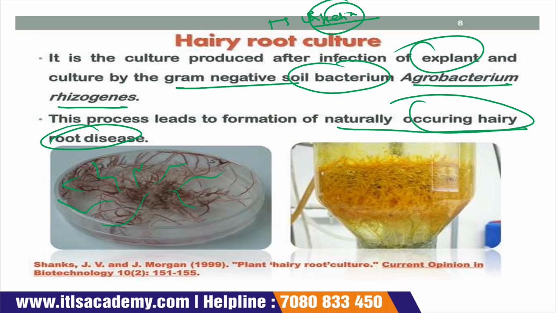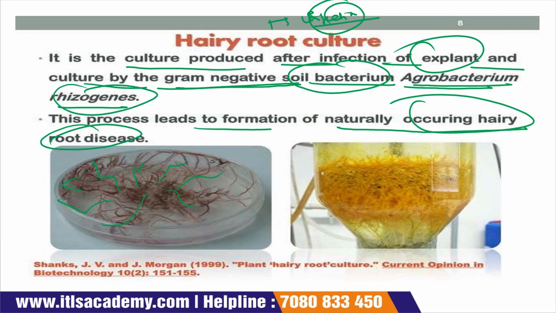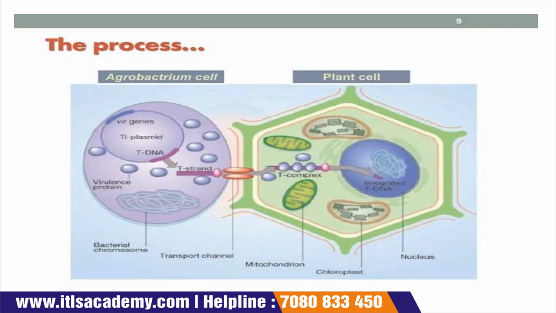This is the infection caused by a gram-negative soil bacterium, Agrobacterium rhizogenes. It is the culture produced after the infection of an explant and cultured by the gram-negative soil bacterium Agrobacterium rhizogenes. This process leads to the formation of the naturally occurring hairy root disease, simply. Now, the next is the process.